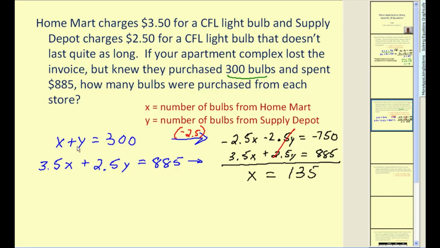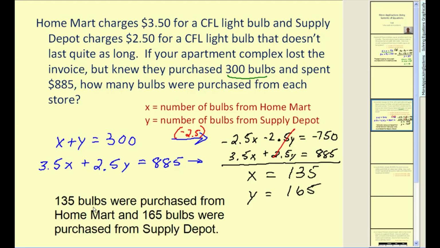Since we know the sum of x and y must equal 300, we could replace x with 135, but you can probably see that since the sum equals 300, y must equal 165. As a result, we can conclude 135 bulbs were purchased from Home Mart and 165 bulbs were purchased from Supply Depot.